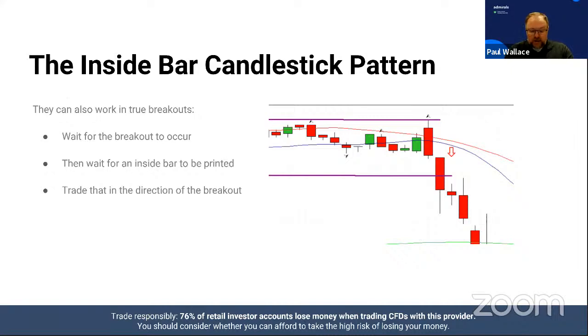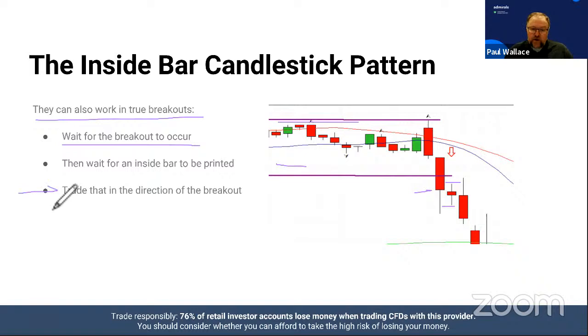We can also use the inside bar as part of a breakout, okay? Remember what I said, some people like to trade bounces, some people like to trade breakouts, but the inside bar can be used for breakouts as well. So in that particular case, what do we look for? Well, we wait for the breakout to occur, firstly. You can see in this particular case, price is going sideways. Then once the price has broken out and closed the other side of the range, we're waiting for an inside bar to be printed.